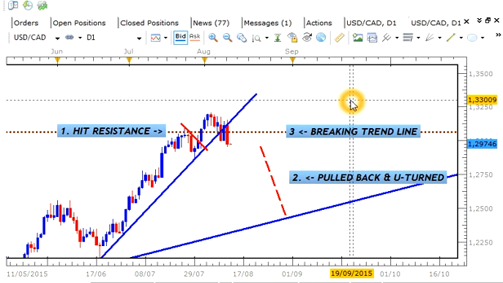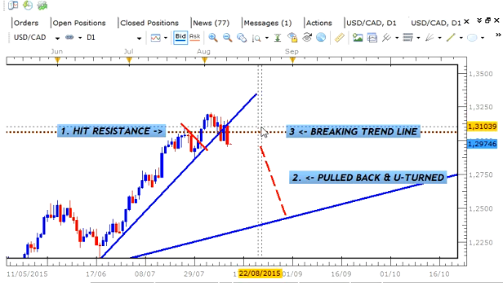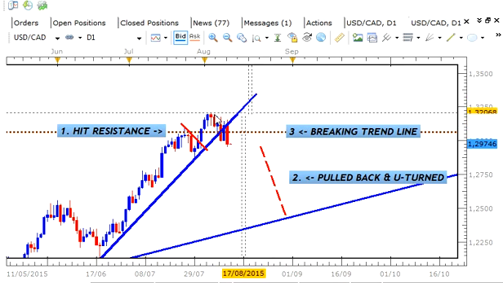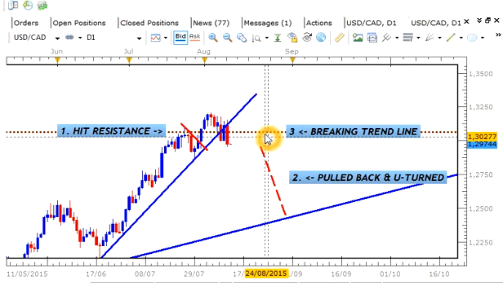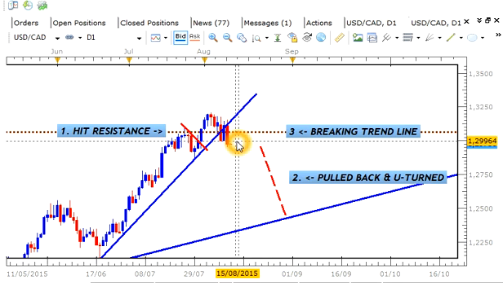So that is what I'm seeing as a possibility over the next couple of days, and hopefully, again, as usual, we're looking for a trading opportunity that can provide us with between 100 to 200 pips.